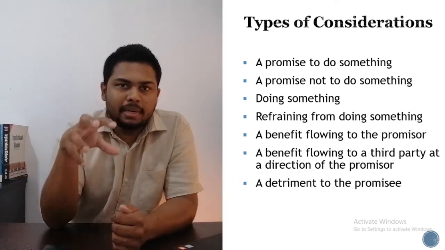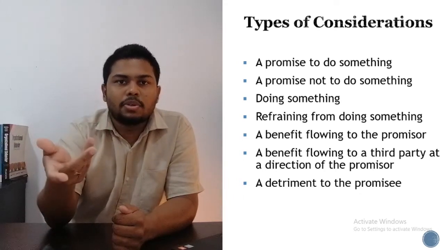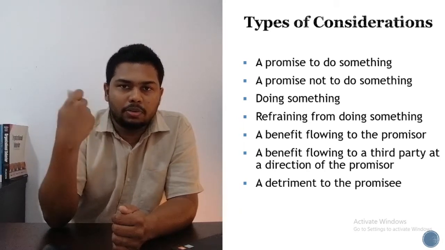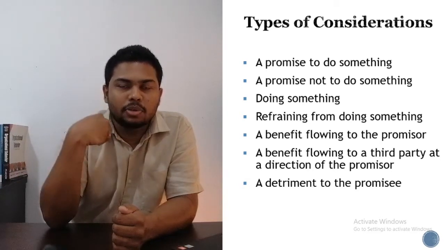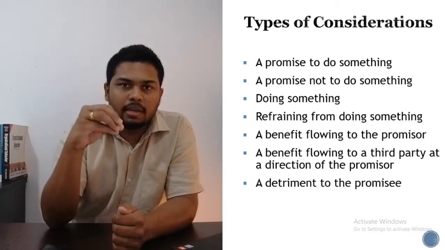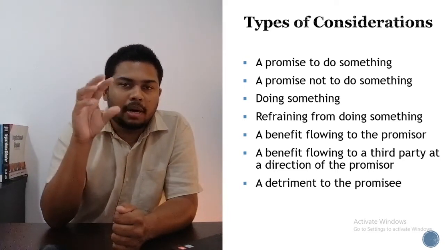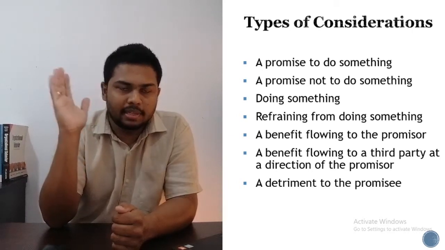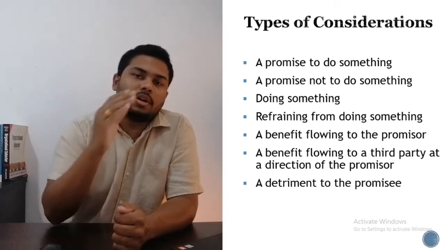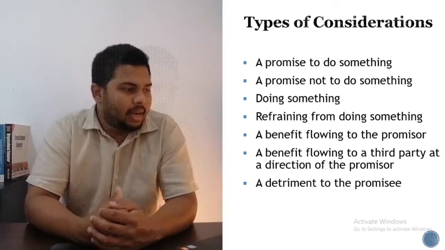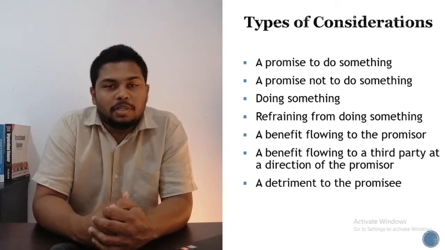So if somebody asks you not to do a particular act for some money value, say, "I will pay you this much, don't do it," and you accept it, since you are getting that benefit, you will say, okay, I will not do that. So a promise not to do something is also a part of consideration. Then doing something is also a way of consideration, and refraining from doing something, a benefit flowing to the promisor.